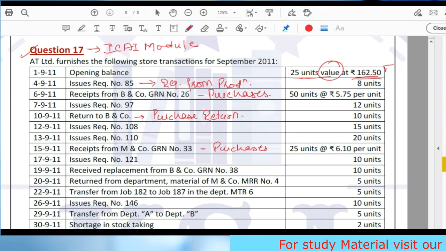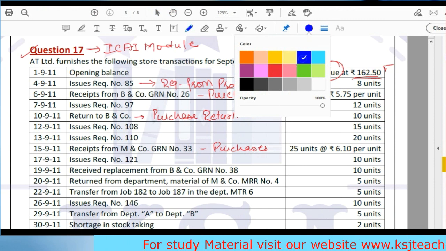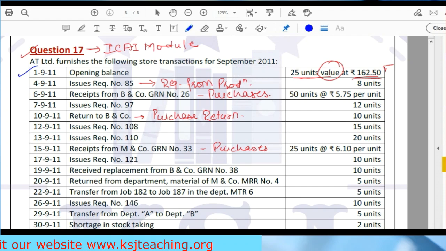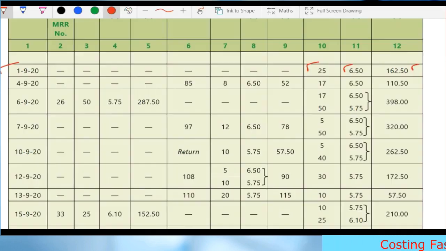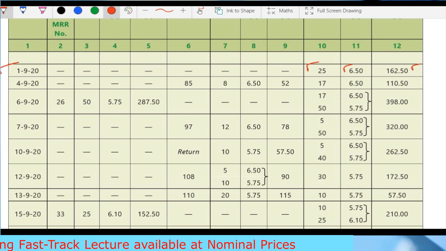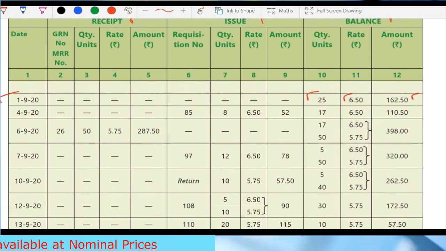Second, so we'll keep marking the transactions. First is done. Second, issue requisition number 85, 8 units. That means the production department goes to the store and says, store, please give me 8 units. I need 8 units for the production. Now the store is having 25 units. So the store can give 8 units out of this, right? So the store has issued 8 units at the rate of 6.50. 52 rupees is the value of that issue.